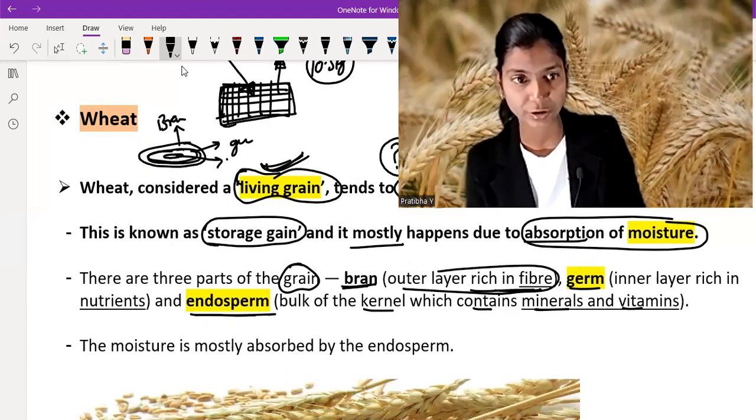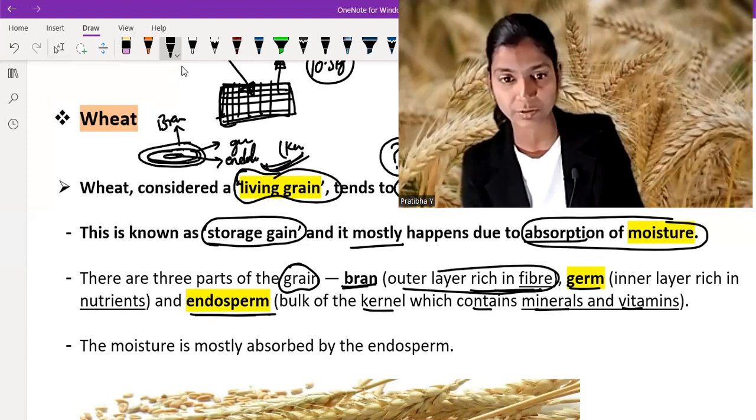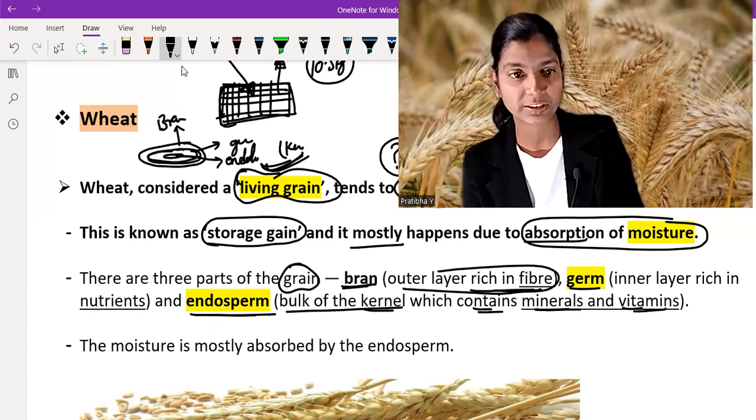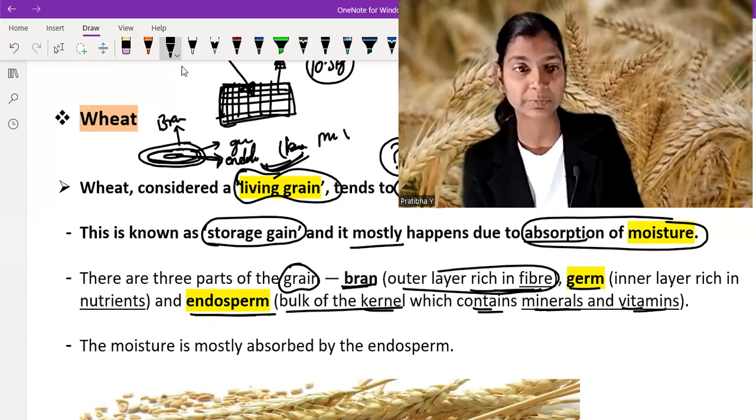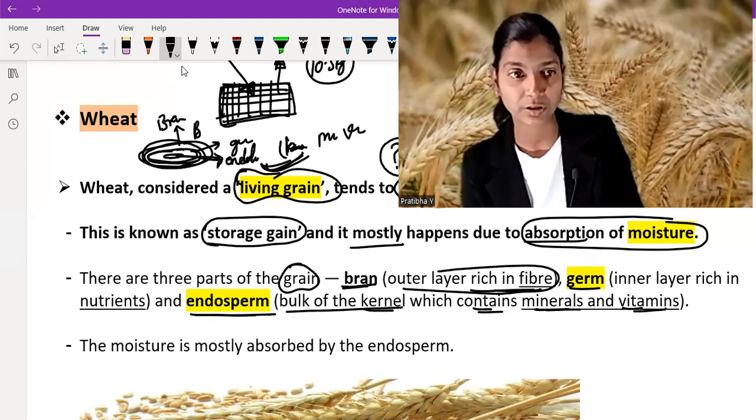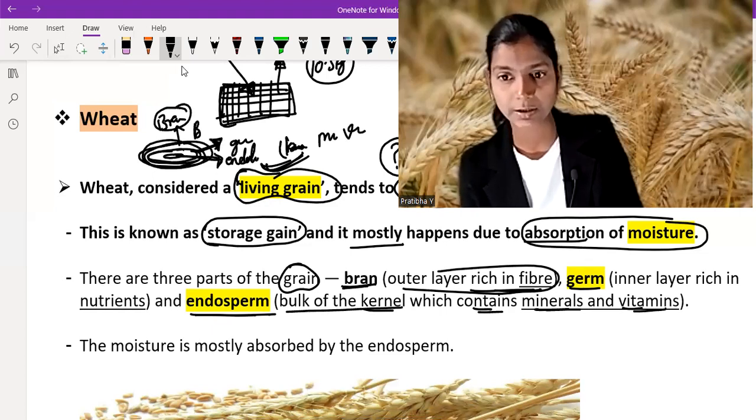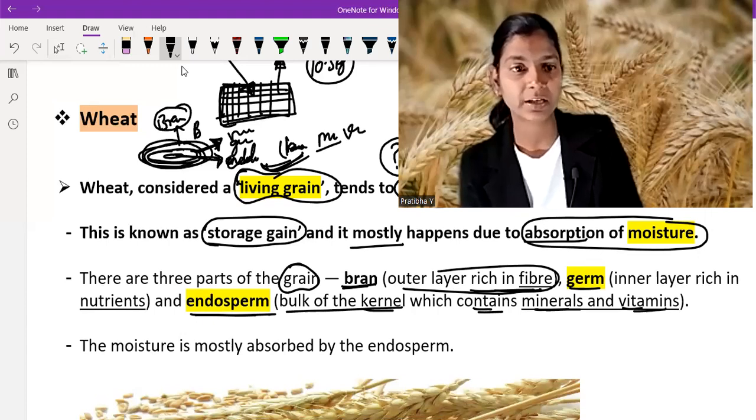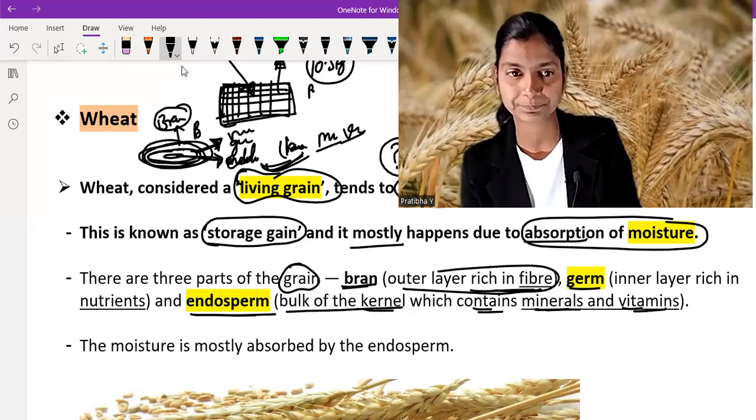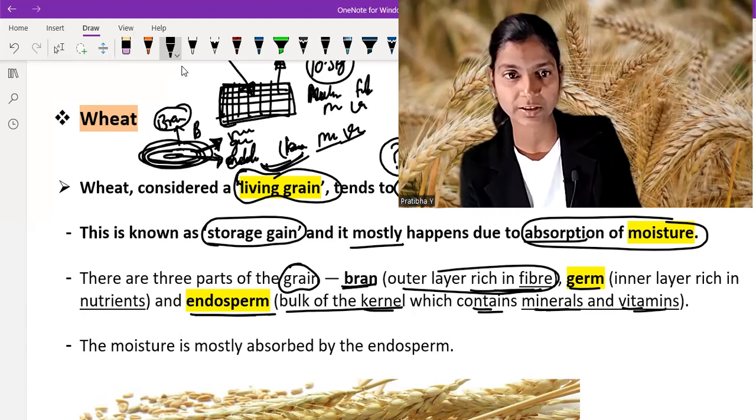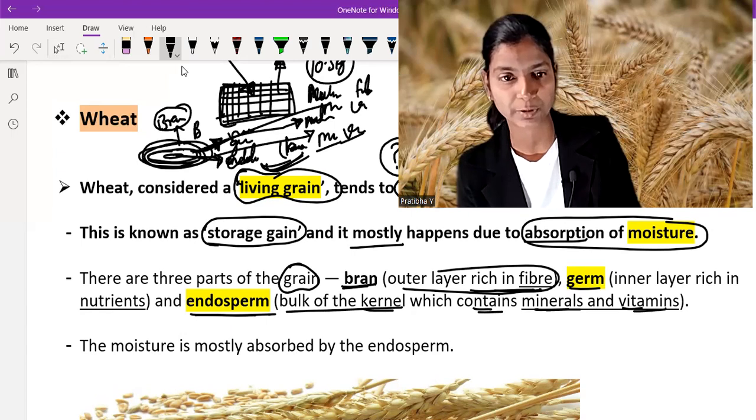So this layer is called endosperm, the bulk of the kernel which stores minerals as well as vitamins. That means in wheat there are three layers: bran, germ, and endosperm. Bran is rich in fiber, germ is rich in nutrients, and the endosperm is the bulk of the kernel which stores minerals and vitamins. That means when we consume wheat, we consume nutrition, minerals, vitamins, as well as fiber. The outer layer provides us fiber, the inner layer provides us minerals and nutrients, and the core layer provides us minerals and vitamins.